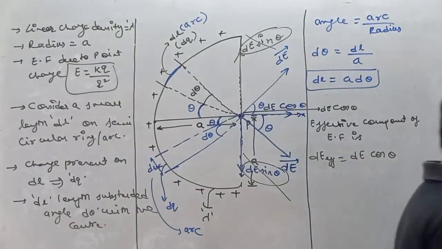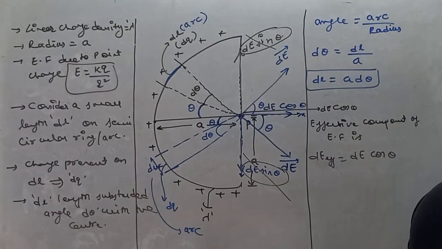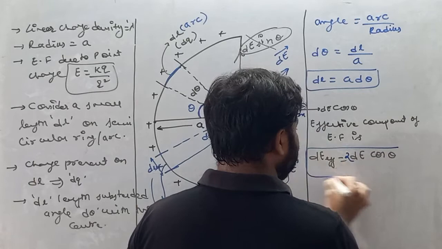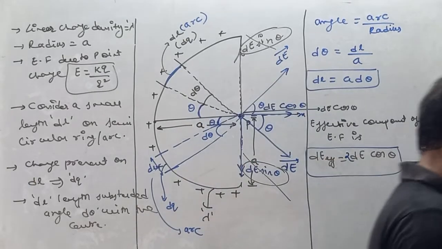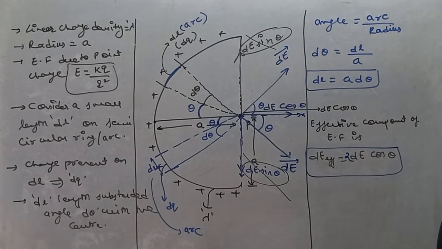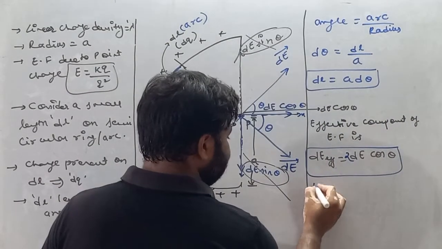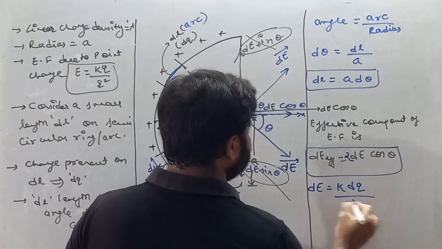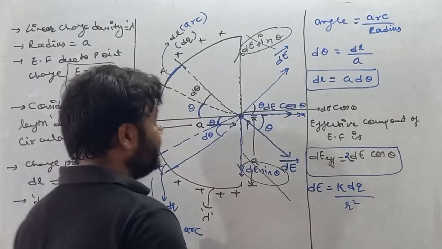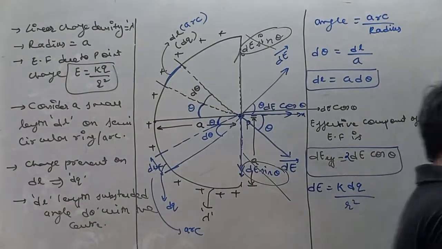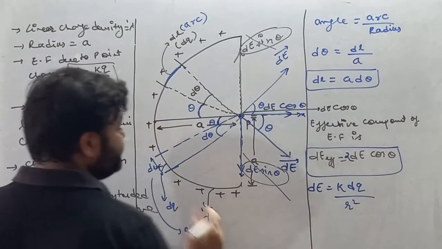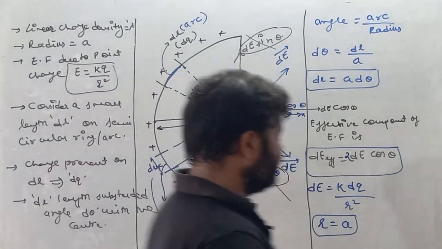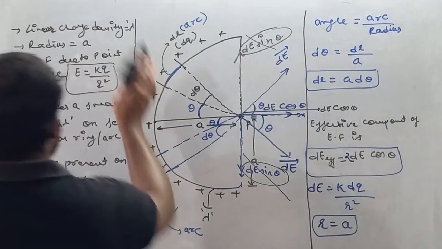So we have to add now, and we'll get 2 dE cos theta. Now try to find the electric field, which is called dE. So dE is basically K dQ by R square. Instead of R, what we'll write, my dear student? R is basically distance, and here distance is equal to radius. So instead of R, we'll write a.